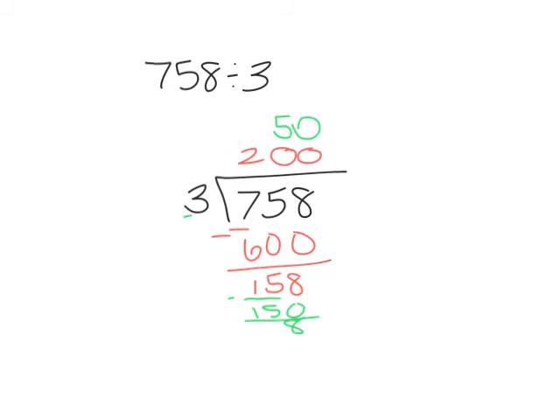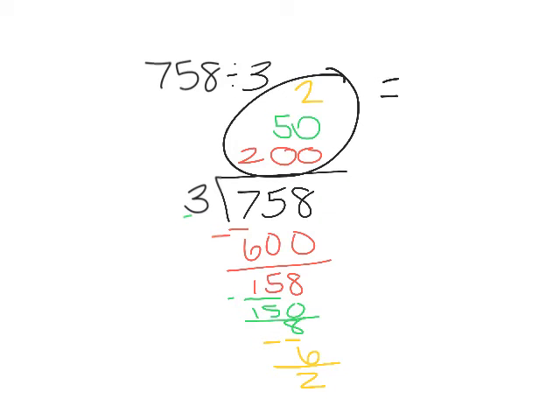Then we ask ourselves, how many times can 3 go into 8? It can go in 2 times, so we're going to bring that up here, again lining that up. 3 times 2 is 6, subtract it, we're left with 2. So our answer is 200 plus 50 plus 2, which is 252, with a remainder of 2. So again, instead of pulling it apart and using that area model, what we're going to be doing is stacking it on top of each other.